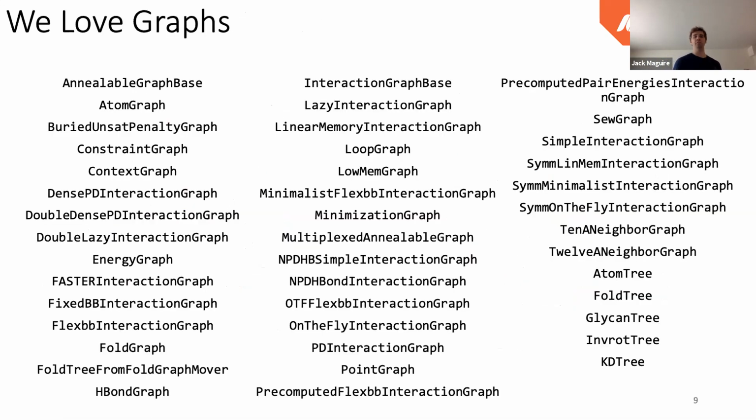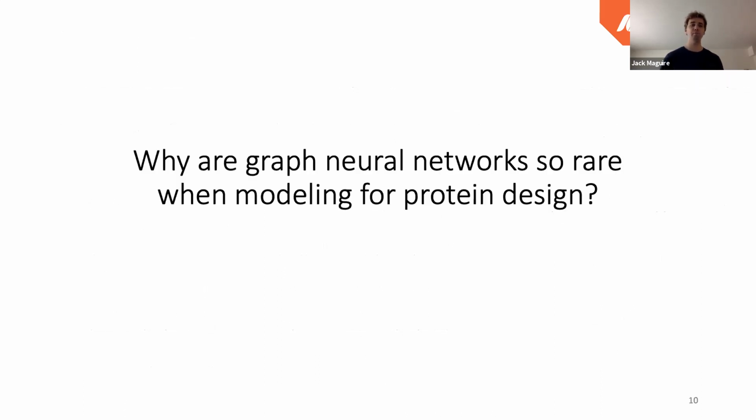My biggest thing, though, is that we love graphs in Rosetta. This is a list of just a few graphs that I found in the Rosetta code base. And for us on the C++ side and in developing Rosetta, the graph is really where you start. It didn't take much convincing for me to say that I should be trying to do machine learning with graphs, because it's really the starting point in most of our protocols, that when you're working with residue interactions and you have a known structure, graph is the way to go.